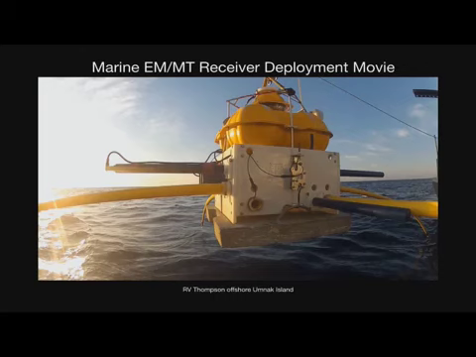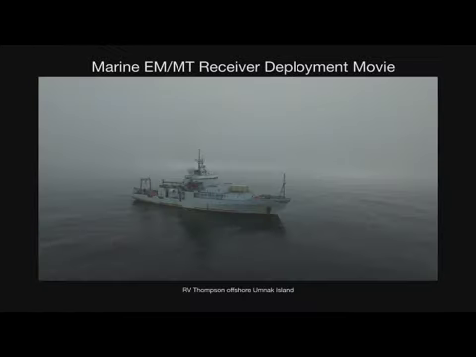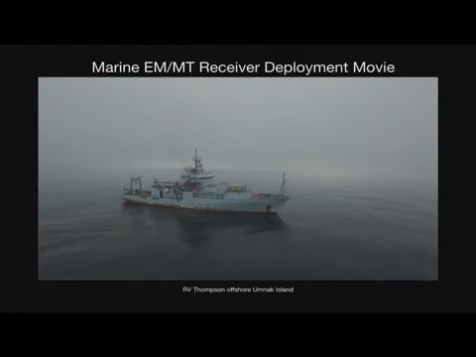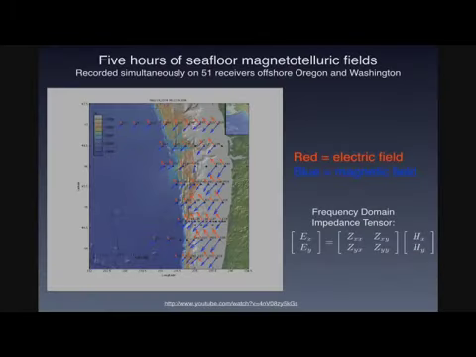And then we have these flotation packages here, which are used to float the instrument back up to the surface when the release mechanism, which is shown here, is triggered at the end of the experiment. So let's see, let's keep going on here.